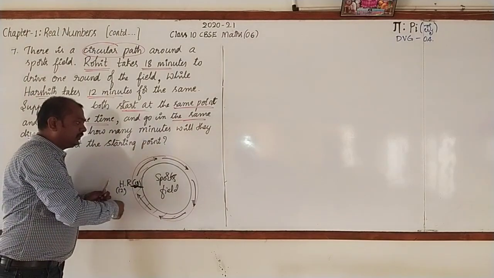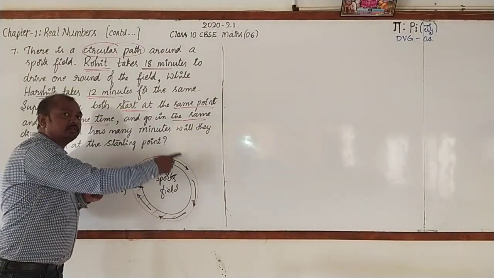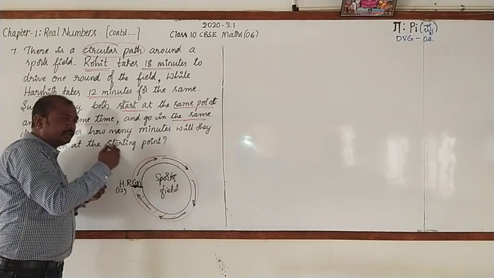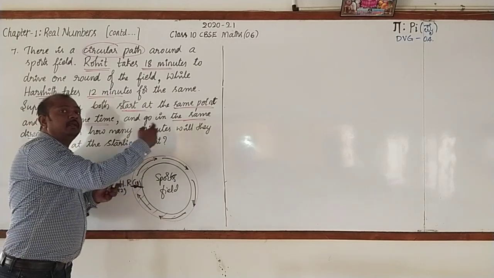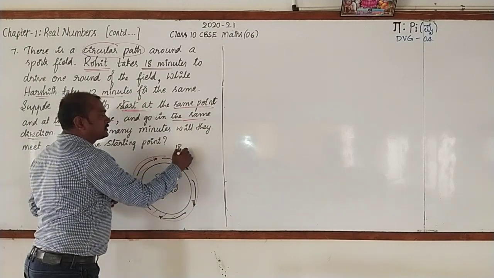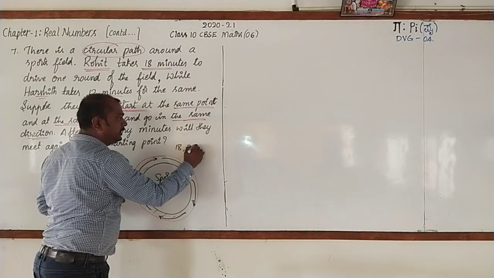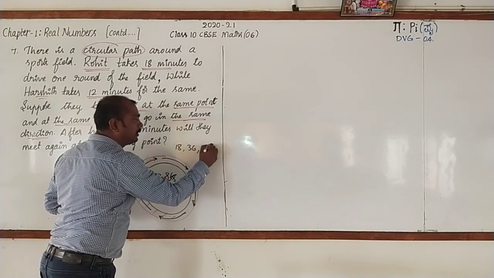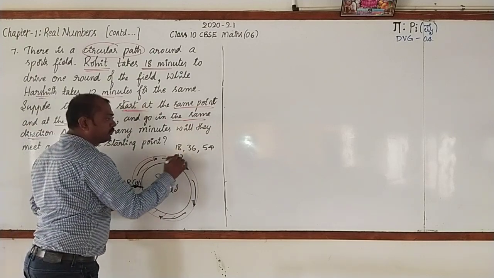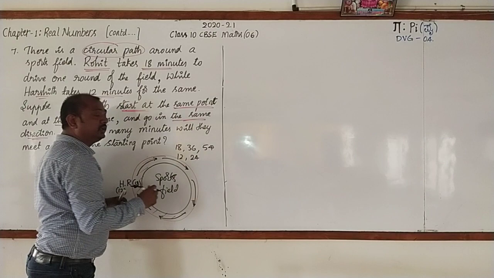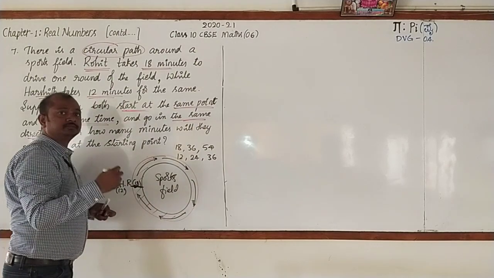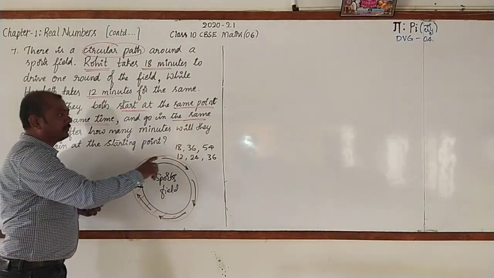If they want to meet again at the same point, they should keep moving 1 round, 2 rounds, 3 rounds, 4 rounds, like that. Every time, that time is being multiplied. See, Rohit in the first round takes 18 minutes, and after the second round it will be 36 minutes. After the third round it will be 54 minutes, like this. What about Harshit? He takes 12 minutes to complete one round, 24 minutes to complete two rounds, and 36 minutes to complete three rounds.